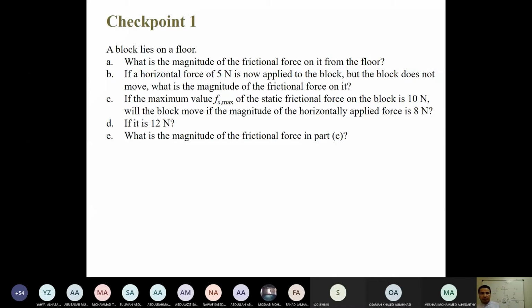If the maximum value Fs max of the static frictional force on the block is 10 Newton, will the block move if the magnitude of the horizontally applied force is 8 Newton? No, because 8 Newton is less than the maximum static friction. Therefore, it will not move. If it is 12 Newton, what will happen? It will move. What is the magnitude of the frictional force in part C? How much is the friction force in part C? It's less than 10. It is 2. So the friction force is exactly equal to the applied force because the object was still at rest. So as long as the object is at rest, the static friction force is always equal to your applied force.